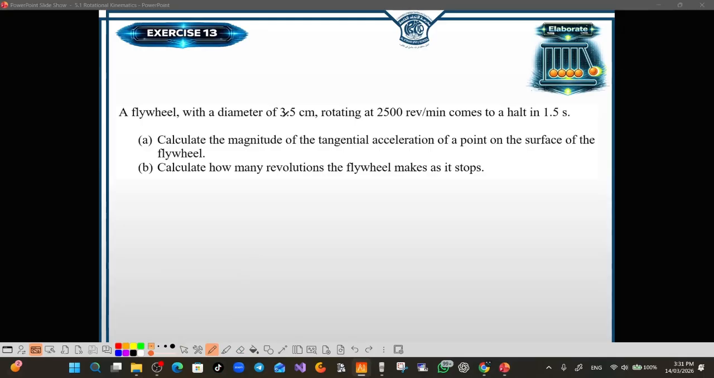A flywheel with the diameter. Again, we have the diameter, and usually we don't use the diameter in any of our equations. We always use the radius, and the radius is related to the diameter by this relationship. The radius is equal to diameter over 2. The diameter is 3.5 centimeter, over 2, so 1.75 centimeter is the radius. Convert it into meter by dividing this number by 100, and the final answer would be 0.0175 meter is the radius.